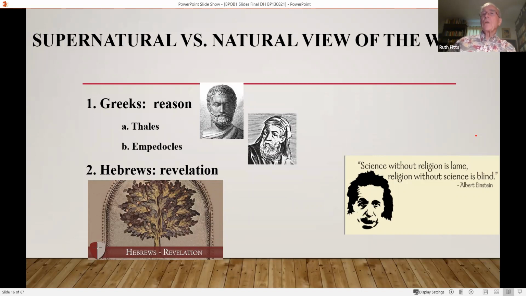For the Hebrews, the whole idea is to emphasize the revelation of God, that God calls things into being, whereas the Greeks are trying to understand what it is that constitutes the earth. There's a quotation there then from Einstein as well about science and religion. And most scientists have some view of this question. All right, let's move on.